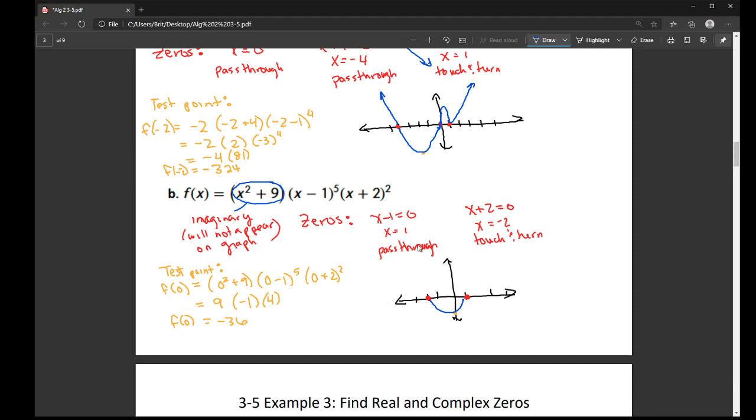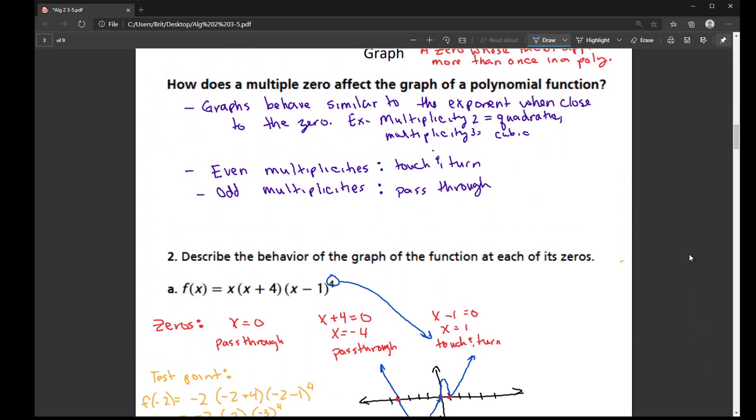So now let's check out how these things help us. So here at -2, because I have the even power, I'm going to touch and turn. So I'm going to touch this 0 and then turn away. It doesn't pass through. And then here at 1, it says that I'm going to pass through. And that's because my multiplicity is odd. So this just crosses through like that. So there's a rough sketch of the graph that we get there.